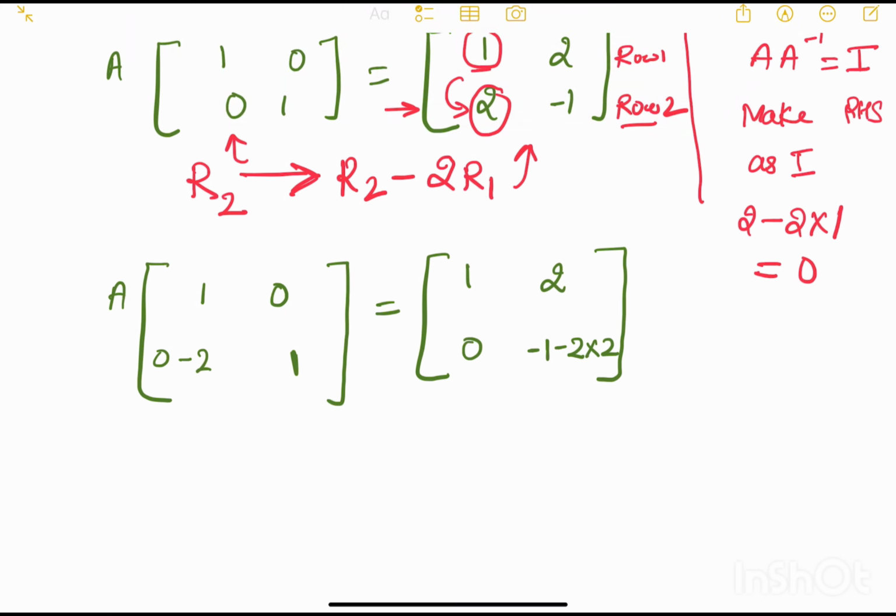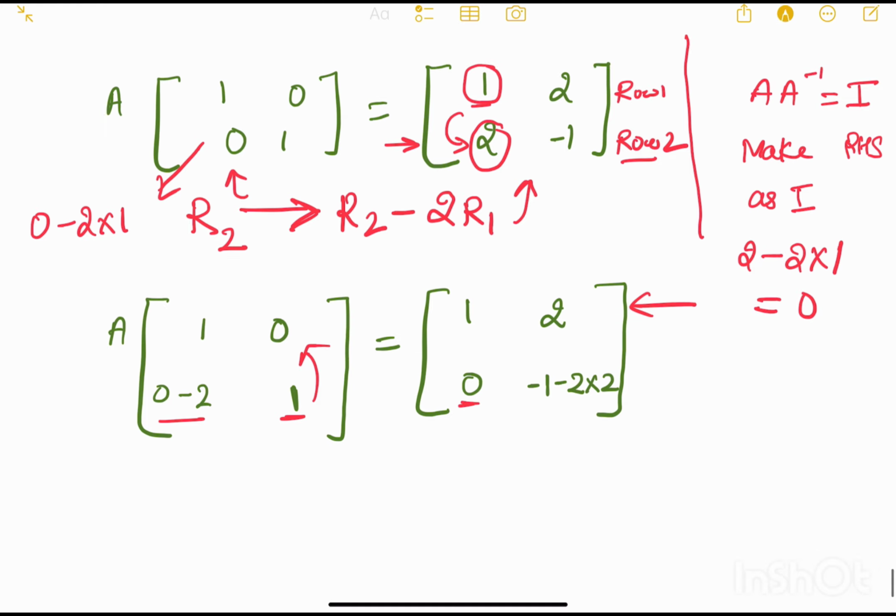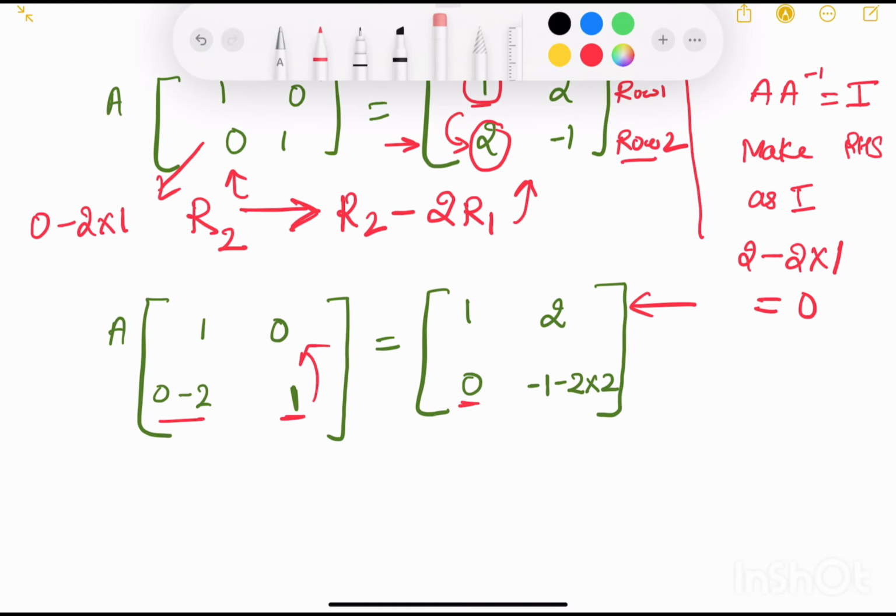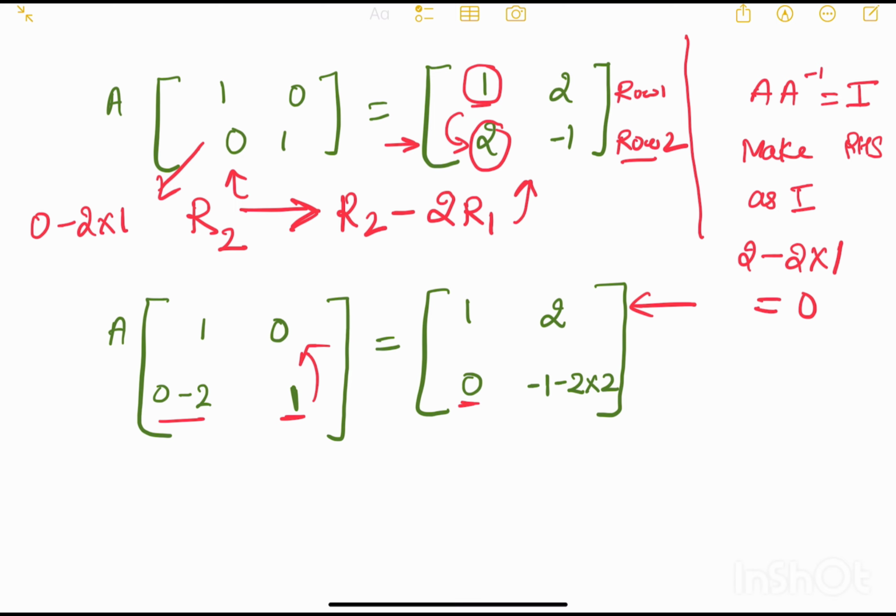If you can observe, I'm not making any changes in my row 1, so it is as it is. As far as row 2 is considered, the change we see is that this was my row 2 minus twice of row 1, which is nothing but 0 minus 2 cross 1, which is minus 2. And 1 minus twice of 0 is nothing but 1. And this value is 0 because that is what we intended. Now how did we get this value? This is my row 1 minus twice of my row 2, so this is nothing but minus 1 minus twice of my 4. I hope these changes are easy to understand.